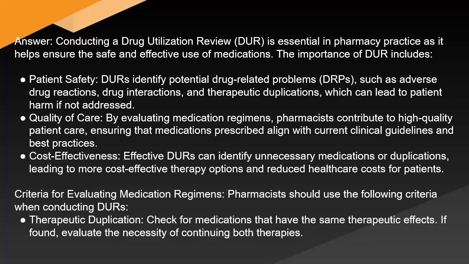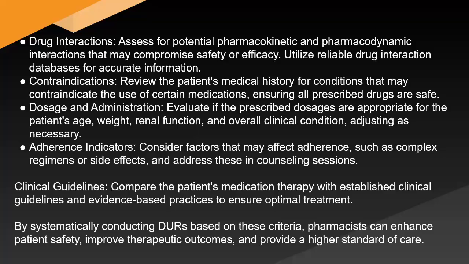Criteria for evaluating medication regimens. Pharmacists should use the following criteria when conducting DURs: therapeutic duplication. Check for medications that have the same therapeutic effects. If found, evaluate the necessity of continuing both therapies. Drug interactions. Assess for potential pharmacokinetic and pharmacodynamic interactions that may compromise safety or efficacy. Utilize reliable drug interaction databases for accurate information.